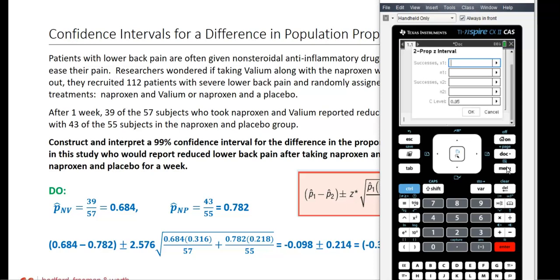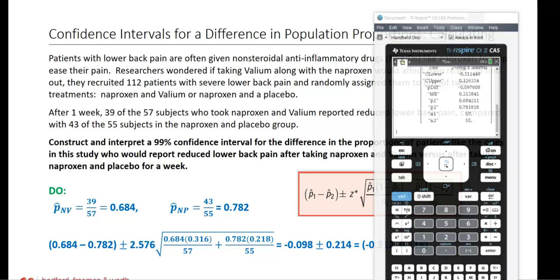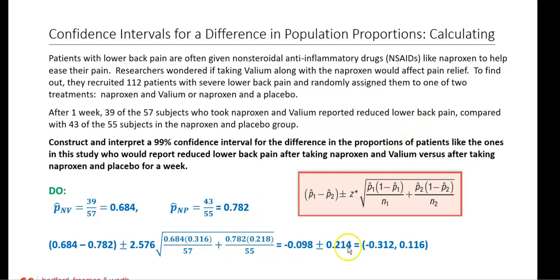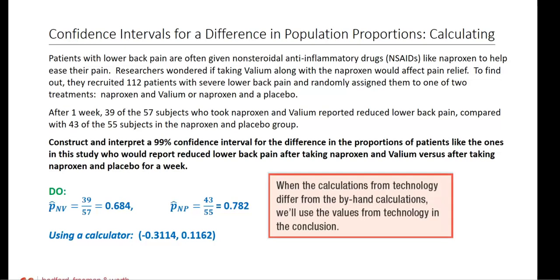NV was 39, the number of successes out of 57. I like the way it's laid out with these. And then 43 out of 55. And it was 99, so 0.99. Oh, it's so easy to do, really. Lower bound, negative 0.311. I'm pretty sure we got that the same. Yeah, it's slightly different because of rounding, but it's the same answer. Using a calculator, we get a slightly different answer.